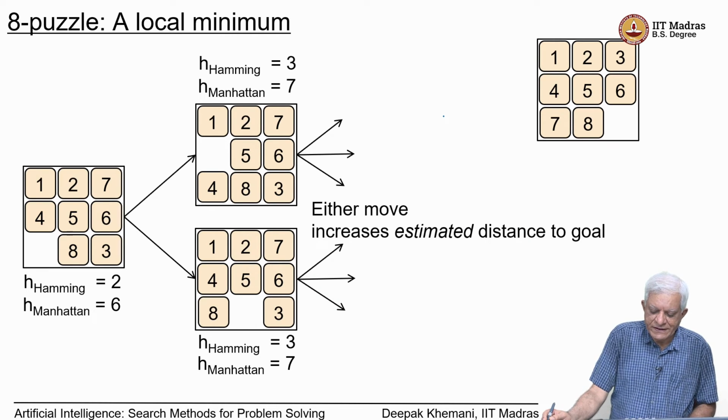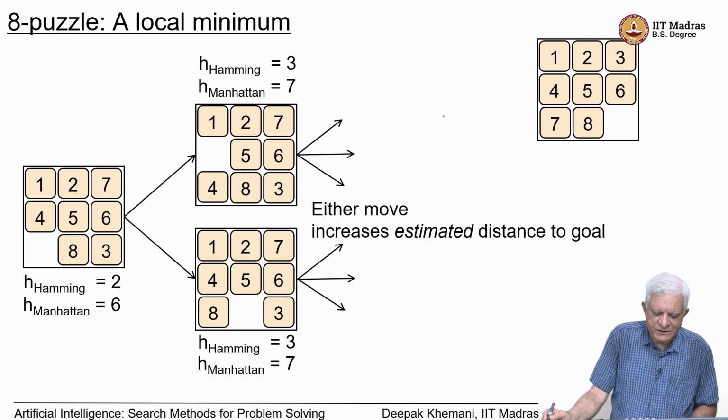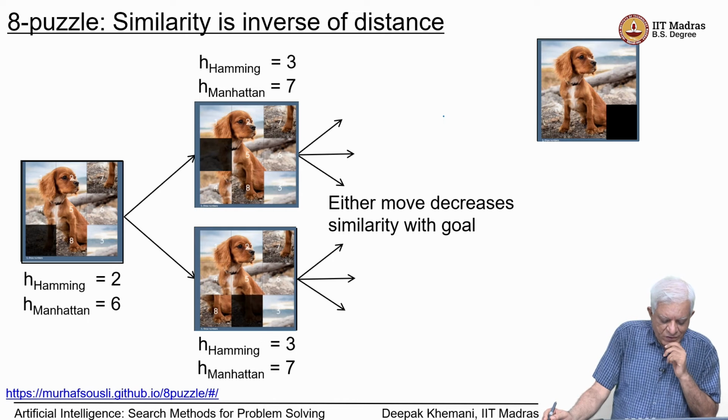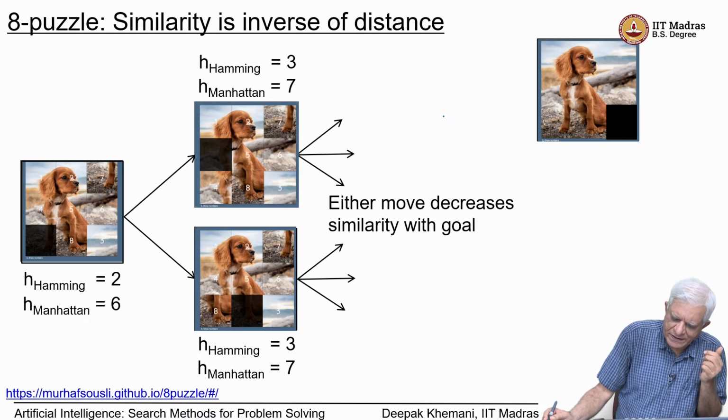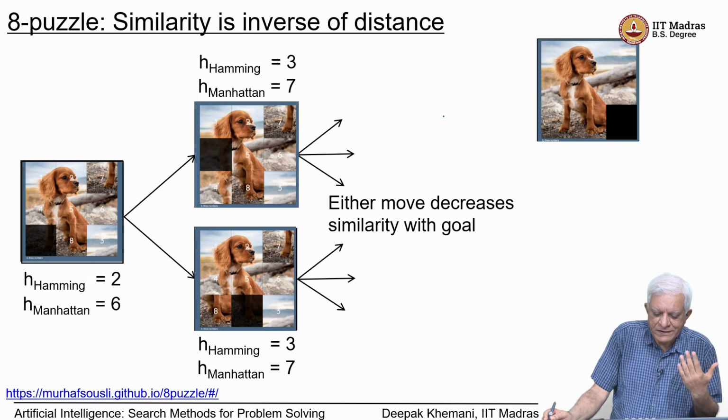So, either move increases the estimated distance to the goal. Remember, these are all estimated distances. And what do we mean by distance? Here we mean the number of moves that you need to solve the 8 puzzle from the given state. If you go to this website, whose link I have given below, you can do this 8 puzzle online essentially, and they have two kinds of representations. One is a picture and the other is a number that we just saw essentially. It does not matter, essentially you have to get them into the right place.